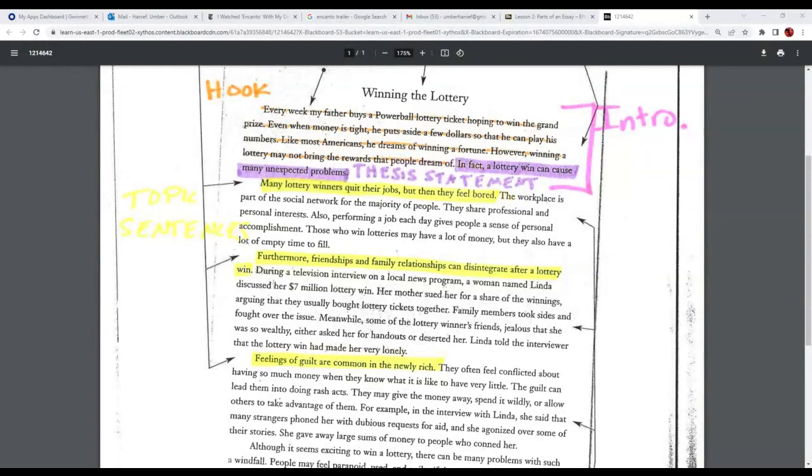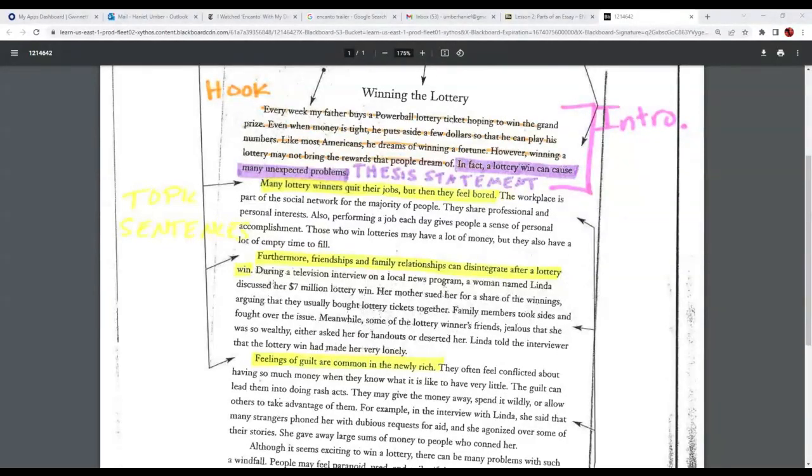Now, here's my question. What is the relationship between the purple sentence, the thesis statement, and these three yellow sentences, the topic sentences? They support. They're supporting the thesis statement. Okay, that's right. They're supporting it, but specifically in this essay, what is the relationship?